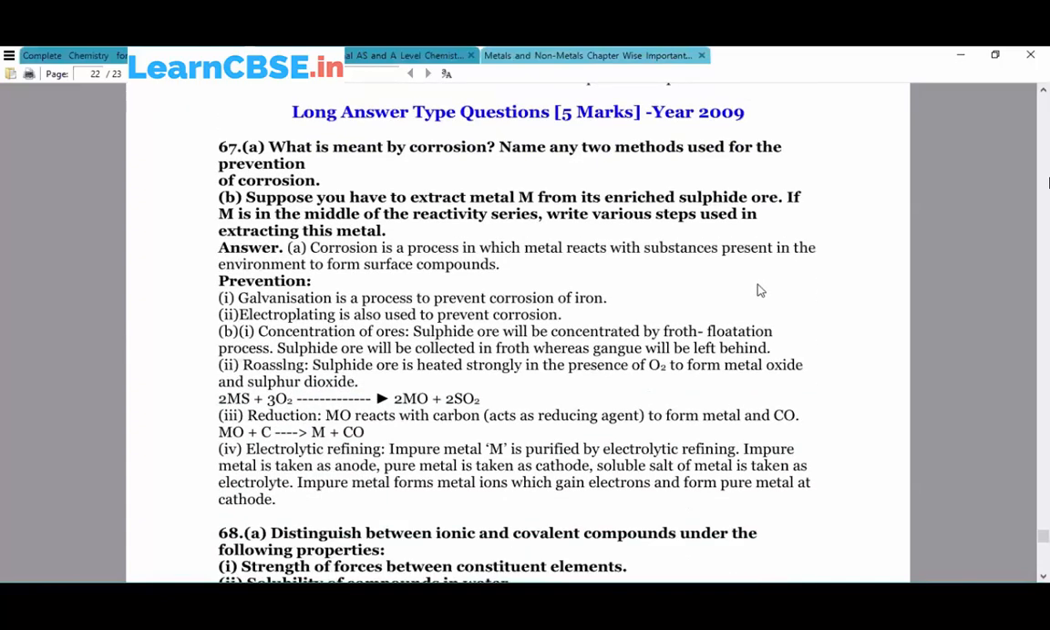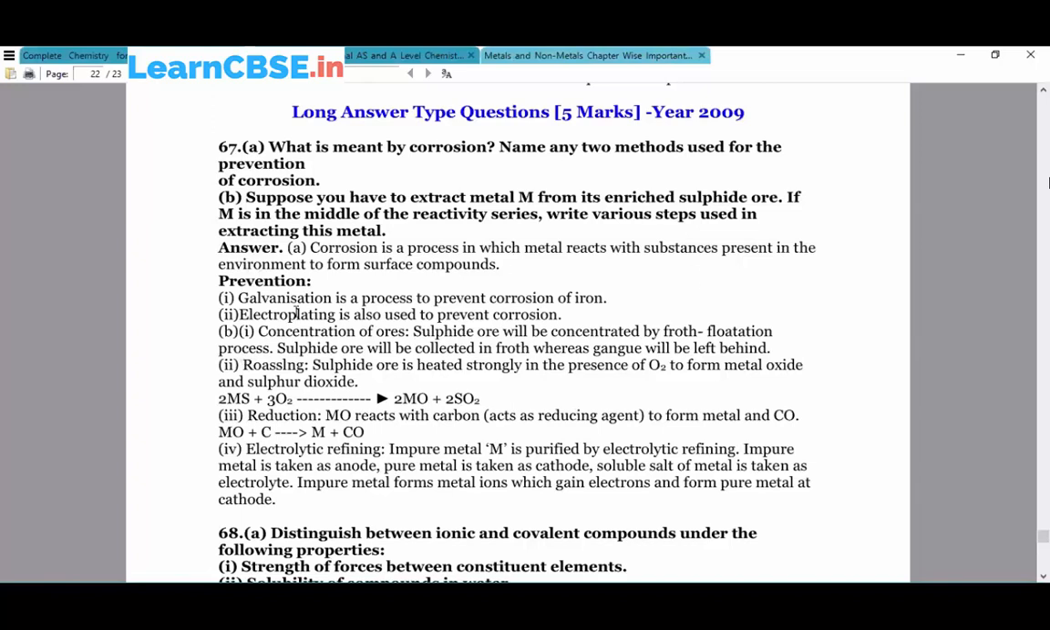What is meant by corrosion? Name any two methods used for the prevention of corrosion. Corrosion is a process in which the metal reacts with substances present in the environment and forms surface compounds.